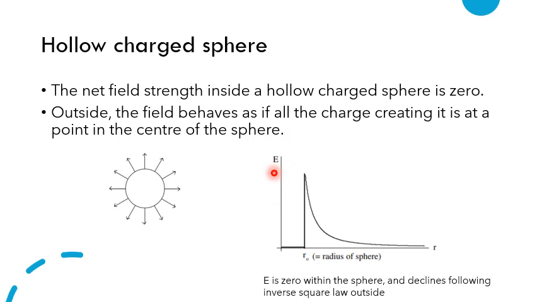Now, if you plot electric field strength against distance for a hollow sphere, this would be the shape of the graph. Look, up to R0, what is R0? It is the radius of the sphere. Up to R0, the electric field strength is 0 because we know inside the sphere electric field strength is always 0. Then outside the sphere, the electric field obeys inverse square law. We know this is the shape of that inverse square relationship.